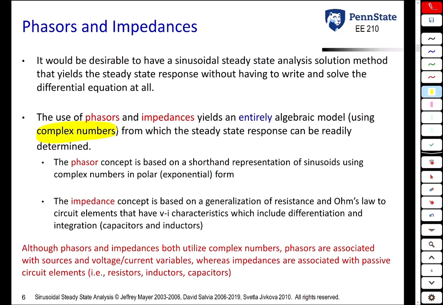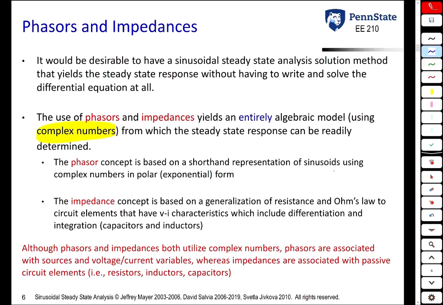We're going to use it with both voltage and current sources. That's what the phasor concept is going to provide. And we're going to use it with capacitors and inductors. And that's what the impedance concept is going to be. So basically, the phasor concept, which we'll talk about in more details in the coming slides, it's just a shorthand notation for representing a sinusoid using a complex number in polar form.